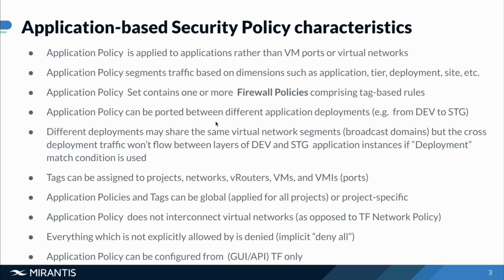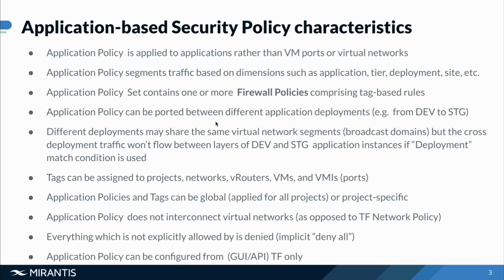As opposed to Tungsten Fabric Network Policy, Tungsten Fabric Application Policy does not interconnect virtual networks. If the workloads contained in a firewall rule belong to different virtual networks, a logical router or network policy must be added to enable connectivity between endpoints.